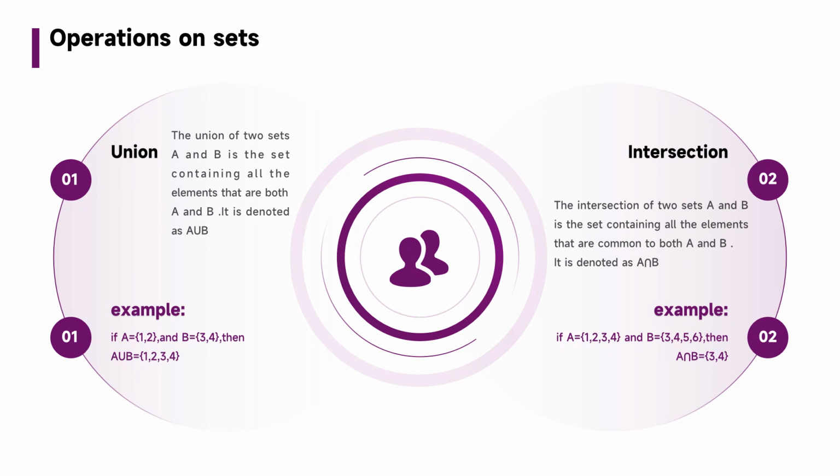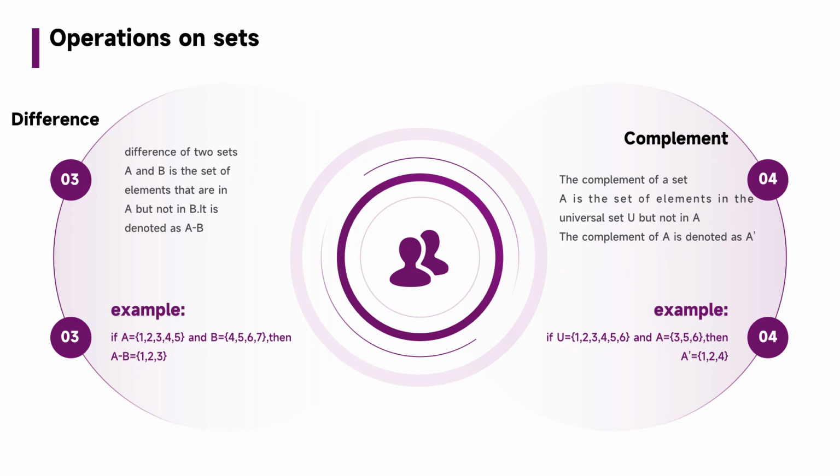For example, if A contains 1, 2 and B contains 3, 4, then A union B contains 1, 2, 3, 4. Next is intersection. The intersection of two sets A and B is the set containing all the elements that are common to both A and B. It is denoted as A intersection B. For example, if A contains 1, 2, 3, 4 and B contains 3, 4, 5, 6, then A intersection B contains 3, 4.